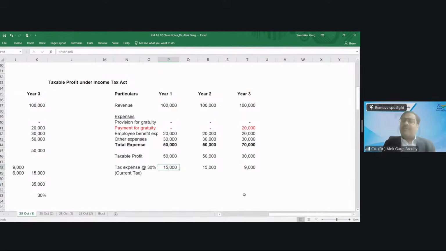At what value will we create a deferred tax asset? We have already created a provision for current tax at the rate of 30% for 15,000 rupees. At what value will DTA be created? The difference between the taxes at 30%, the difference between the taxable profit and the accounting profit. And what is the difference between taxable profit and accounting profit? The difference can be of two types: temporary differences and permanent differences.